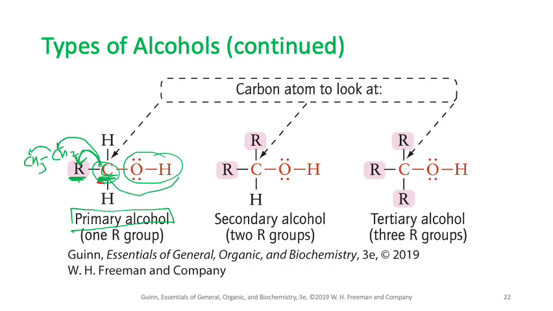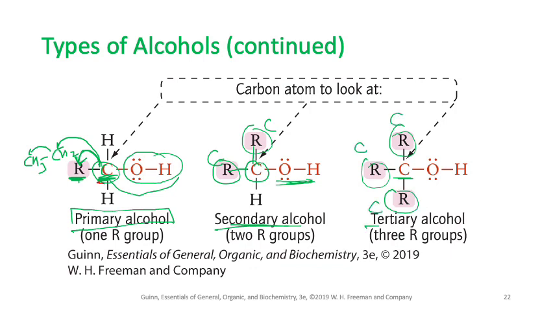If the same carbon that has the OH group is attached to 2 R groups, or 2 carbons, that means this is a secondary alcohol. And if the same carbon is attached to 3 R groups, or 3 carbons, that means it is a tertiary alcohol, right? So make sure you know this concept. Let's try to do some examples and figure out which kind of alcohol you have in that particular compound.